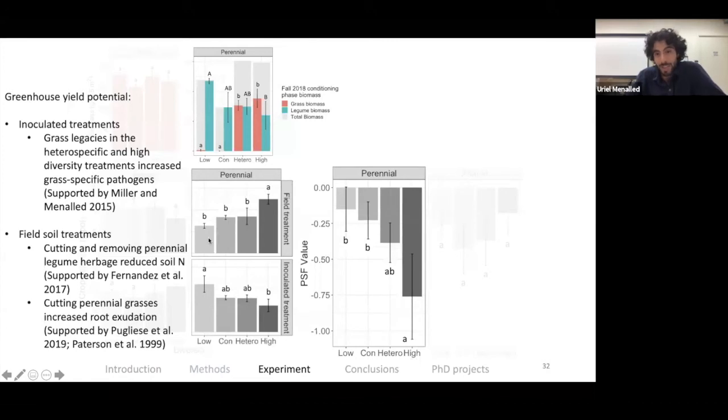For the field soil treatments, here are the soil treatments that had both nutrient and microbial legacies. I think that the way we managed our crops before soil sampling explains these results. Remember, the experiment is trying to mimic a forage crop system, okay? And so we were cutting and removing the herbage from the system multiple times a season. And there is research that shows that multiple cuts and removals of alfalfa herbage can reduce soil nitrogen availability. Whereas multiple cuts of perennial grasses can increase root exudation and increase nutrient cycling. So I think that the presence of a perennial grass legacy in the higher diversity treatments might have contributed to the higher crop yield potential in the field soil treatment.